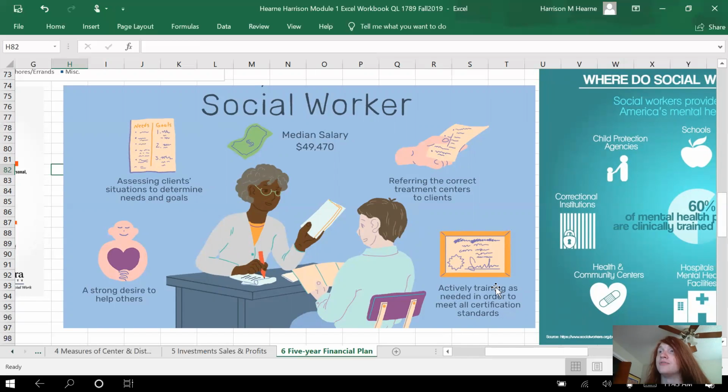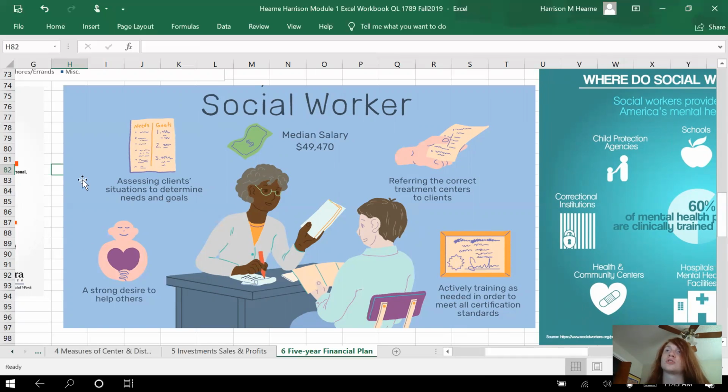And a lot of active training is needed to meet all their certification standards. Like I said, they need 4,000 hours of supervised work after they get their master's degree to become a licensed clinical social worker. And then after that, every 2 years, they have to renew their license. And in order to renew their license, they need 48 hours of continuing education credits.